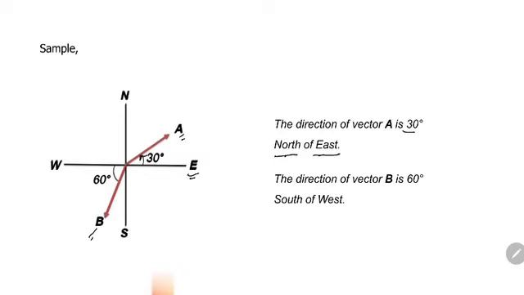Samantala, itong vector B, ang angle niya ay sa pagitan ng west at saka ng vector. So, ibig sabihin doon siya nagmula sa west. And, ang kanyang rotation ay from west to the south. So, this is 60 degrees papunta sa south, nagmula sa west. 60 degrees south of west. Okay? So, this is the first way of stating the direction of the vector.